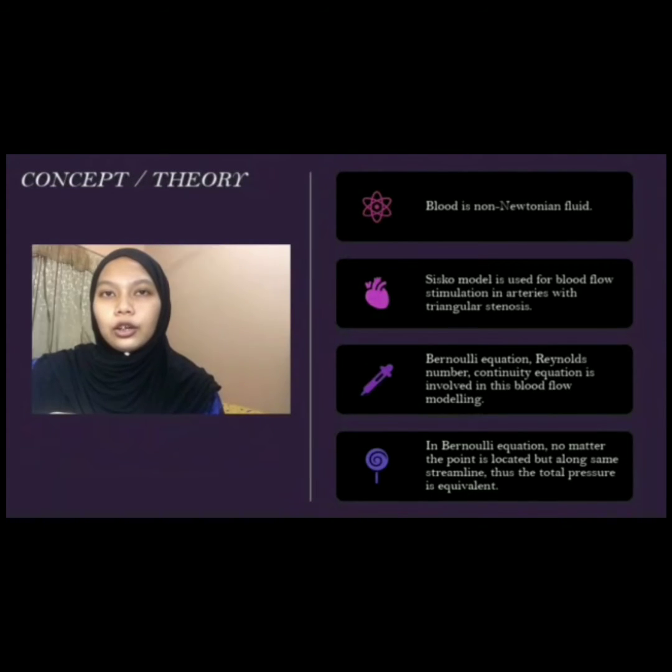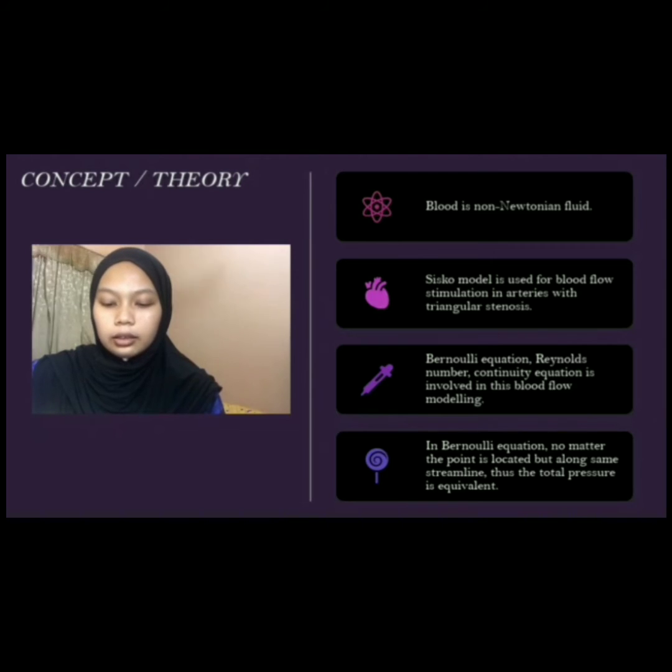For the concept of our project, first we need to know that blood is a non-Newtonian fluid, which means it does not obey Newton's law. Second, in our project we use the Casson model. The Casson model is actually a blood flow simulation in arteries with triangular stenosis. Stenosis is a narrow section in the blood tube, which results in the reduction of blood velocity.